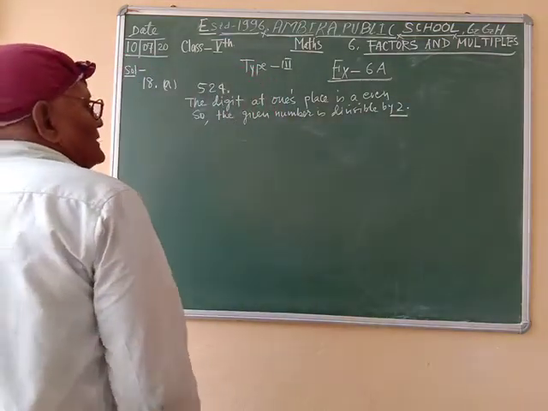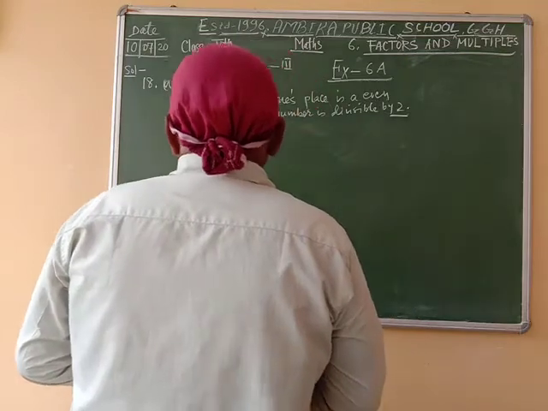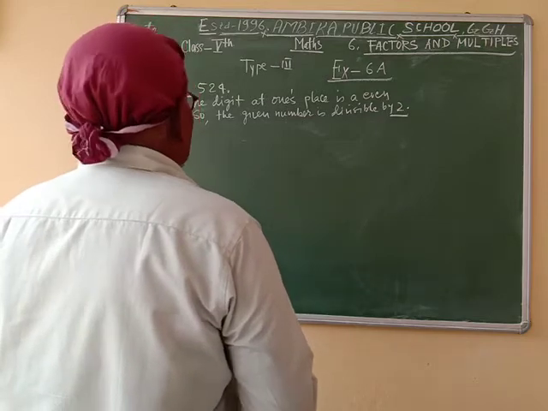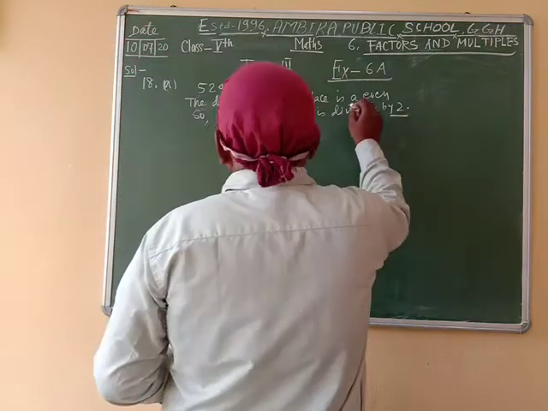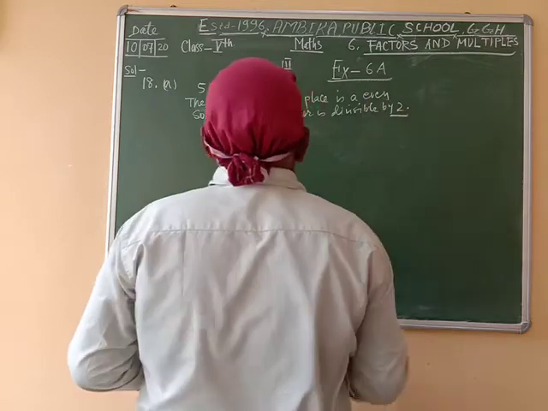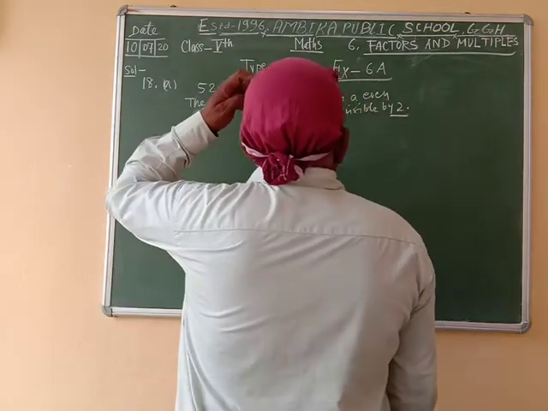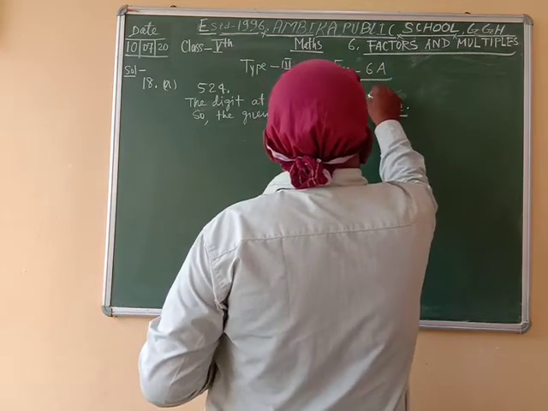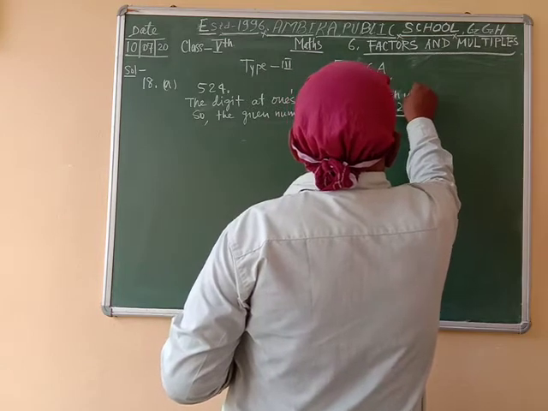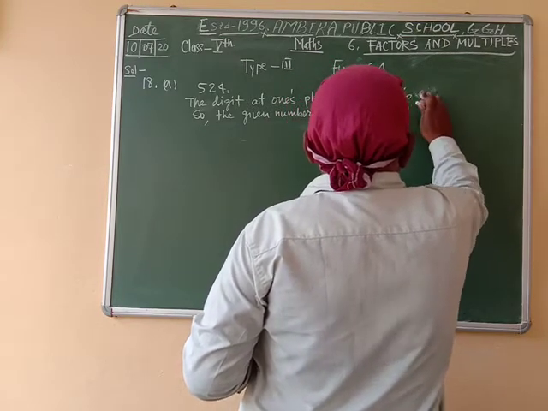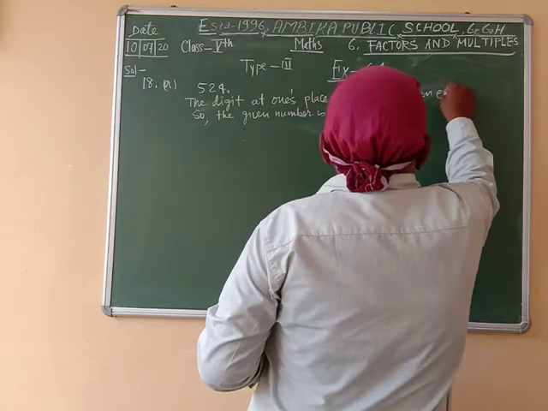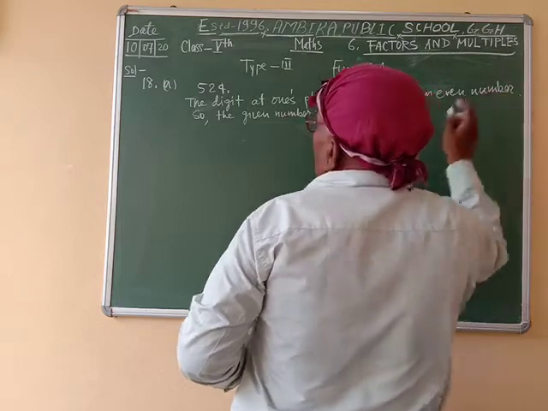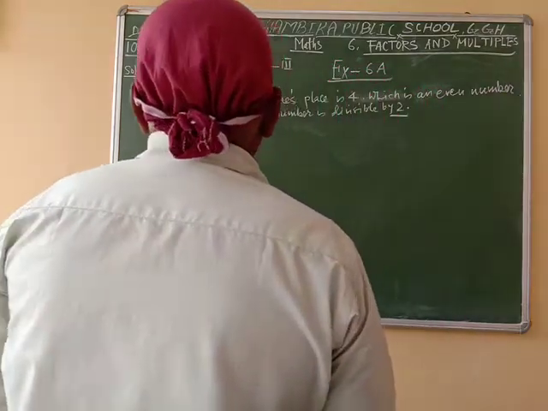Using this rule, a number is divisible by 2 if the digit at one's place is even. The digit at one's place is 4, which is an even number, so the given number is divisible by 2.